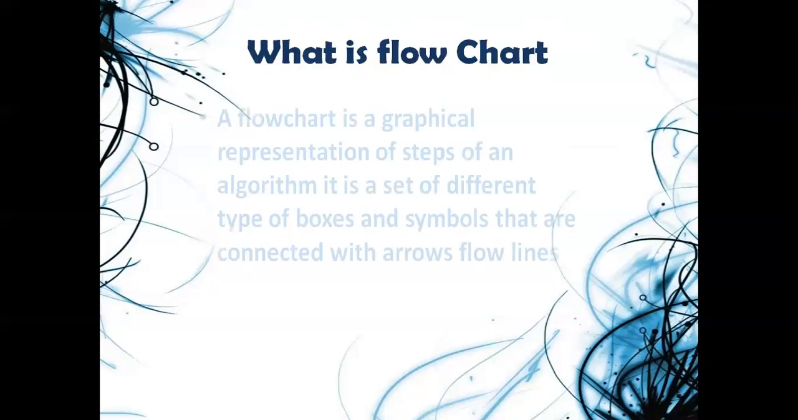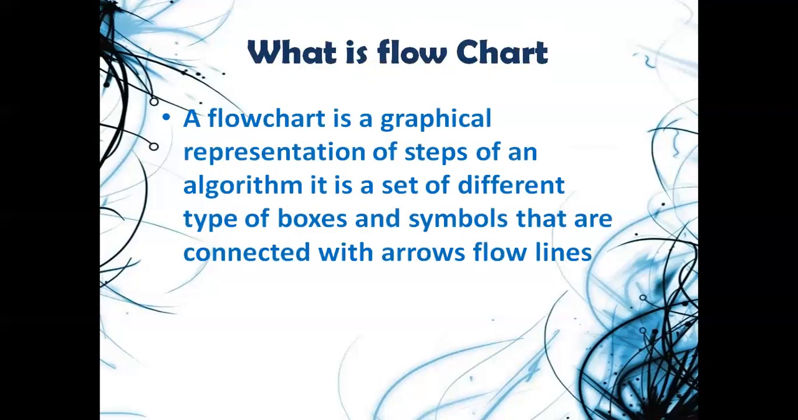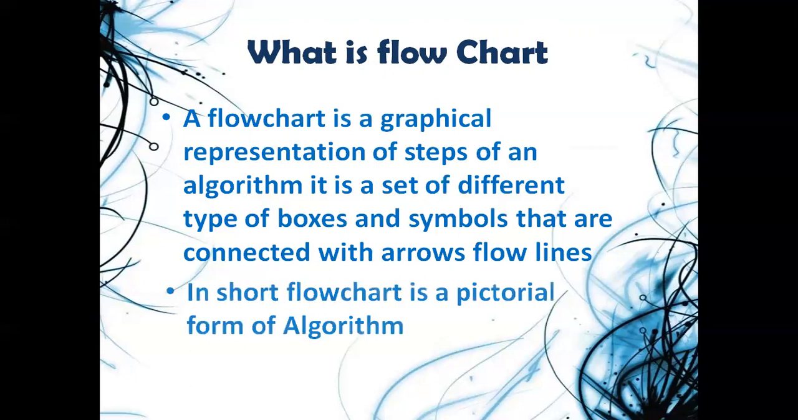So flowchart is a graphical representation of the steps of an algorithm. It is a set of different types of boxes and symbols that are connected with arrows and flow lines. In short, if you want to understand what is flowchart, flowchart is a pictorial form of algorithm. Algorithm we are writing steps. Okay, it is in written form, but flowchart is a picture form.